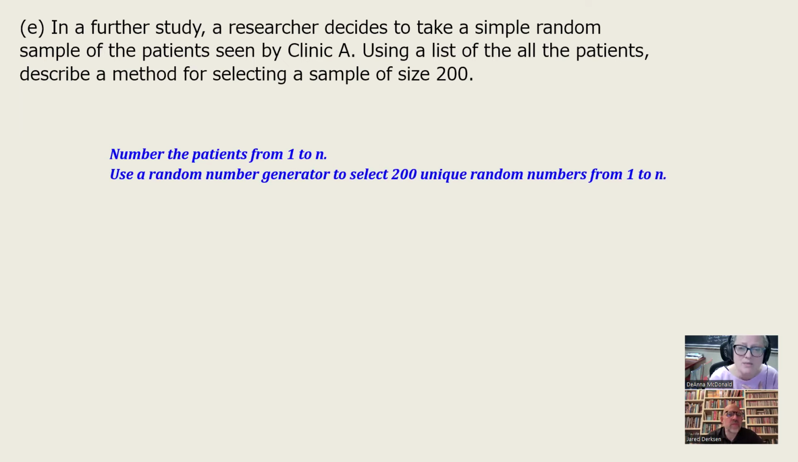And then we use a random number generator to select 20, and this is the important word here, unique numbers from 1 to N. You don't want any repeats. So if you don't say unique, you have a partially correct solution already. And then this is sort of an icing on the cake thing. Make sure you contact the patients with those numbers for your sample, because it's not the numbers that are in the sample, it's the people.